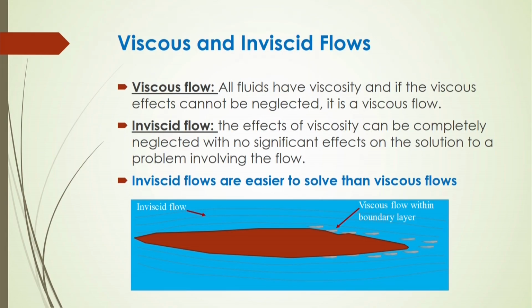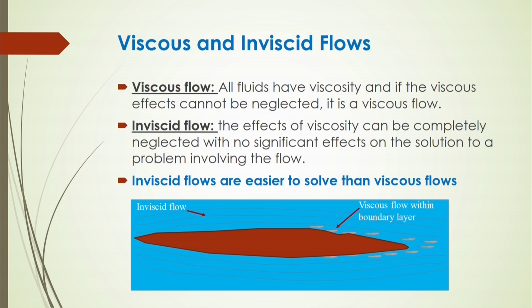Now, what are viscous and inviscid flows? Viscous flows are those of all fluids that have viscosity, and if the viscous effects cannot be neglected during the flow and its representation, then it is considered a viscous flow. Whereas, if the effects of viscosity can be completely neglected with no significant effect on the solution to a problem involving the flow, then it is called inviscid flow. Inviscid flows are easier to solve than viscous flows. Viscous flows, to some extent, are complicated to represent.